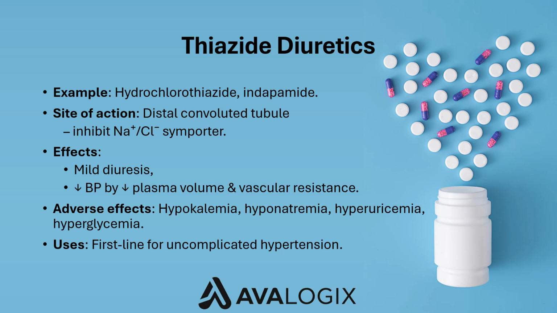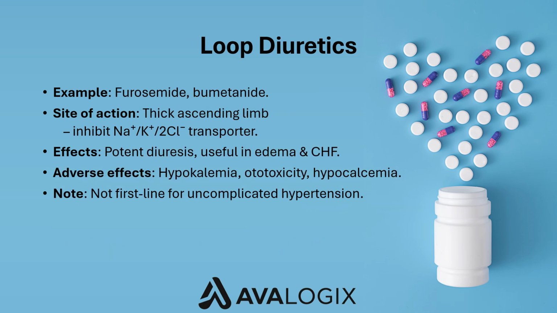If the glomerular filtration rate drops significantly, loop diuretics become more effective. Loop diuretics like furosemide and bumetanide are the sledgehammers of diuresis. They act in the thick ascending limb of the loop of Henle, inhibiting the sodium, potassium, 2-chloride transporter. This region normally reabsorbs about 25% of filtered sodium, so blocking it results in a huge loss of sodium, water, and, importantly, calcium and magnesium.